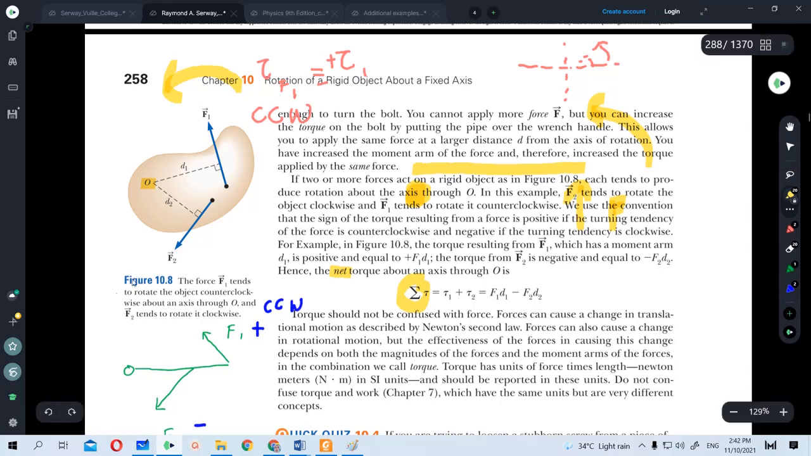What about F2? Okay. Now, this F2 will make this object rotate clockwise. How? Now, I'm going to sketch this here. So, it probably looks something like this. Okay, the direction is as this one.